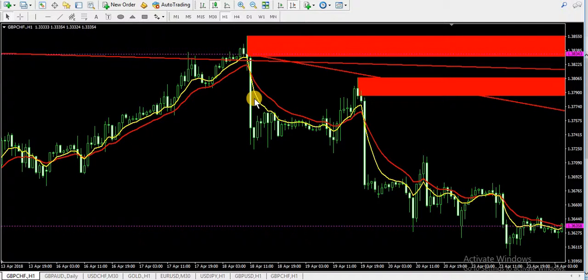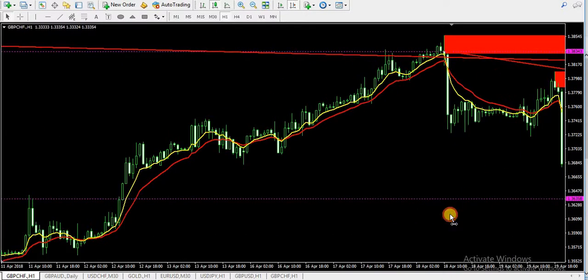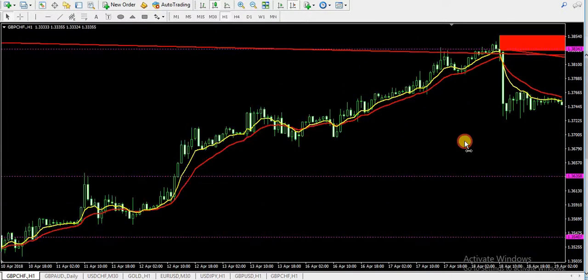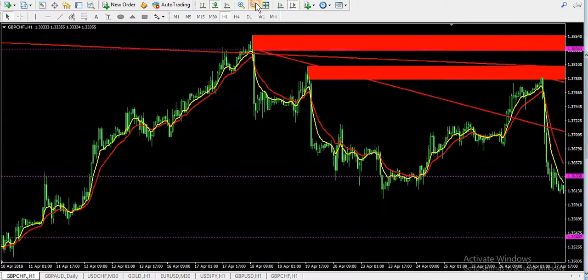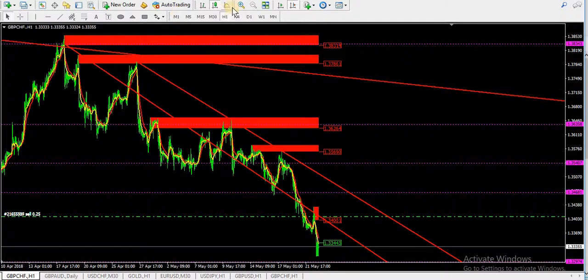Okay, so let me zoom out. I hate it when I'm zoomed in.